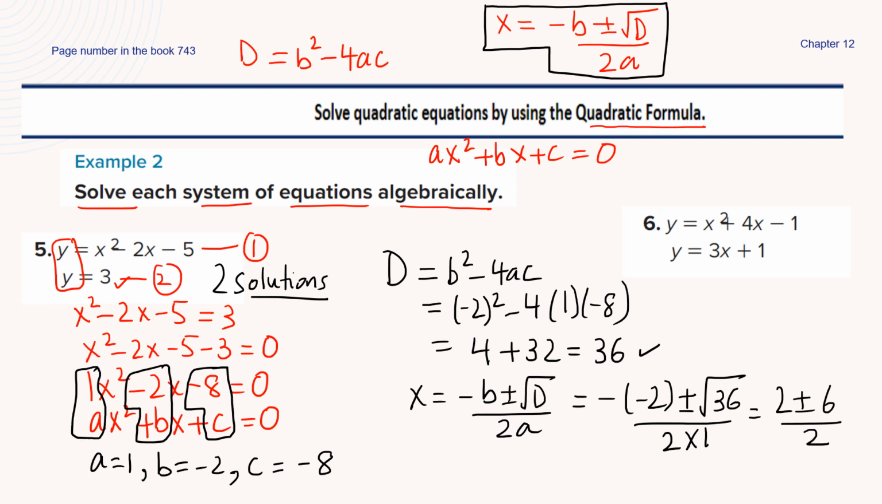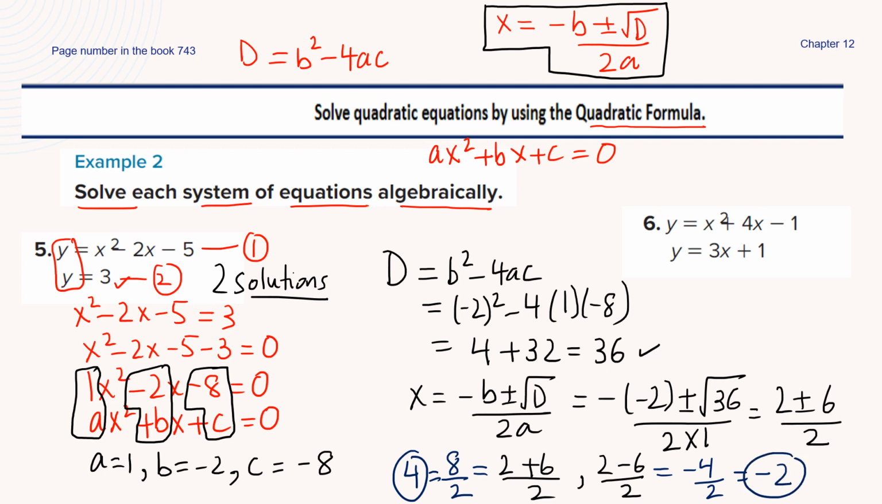Now one is plus, one is minus. So can I say that one root is this and the other root is this? So if you simplify further, 2 plus 6 is 8 divided by 2 is 4. So that is one solution. And 2 minus 6 is minus 4 divided by 2, which is minus 2. Another solution. So what are the two solutions? X values, x equal to 4 and x equal to minus 2. So this is your algebraic solution.